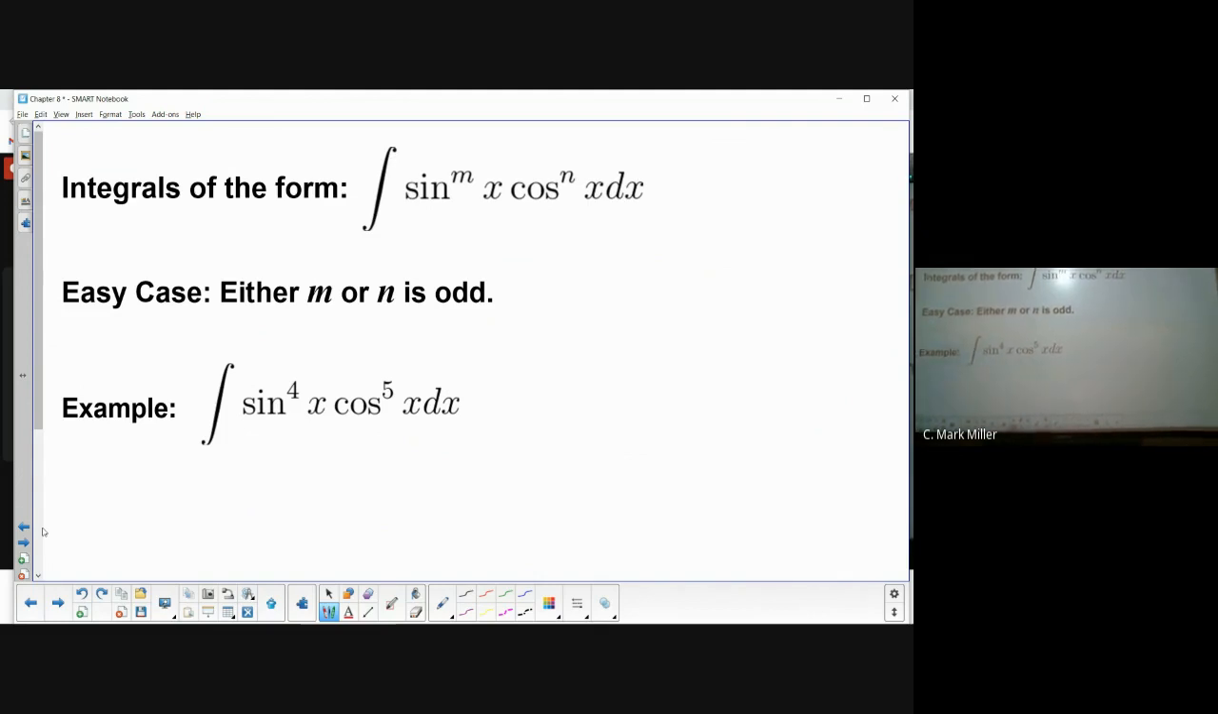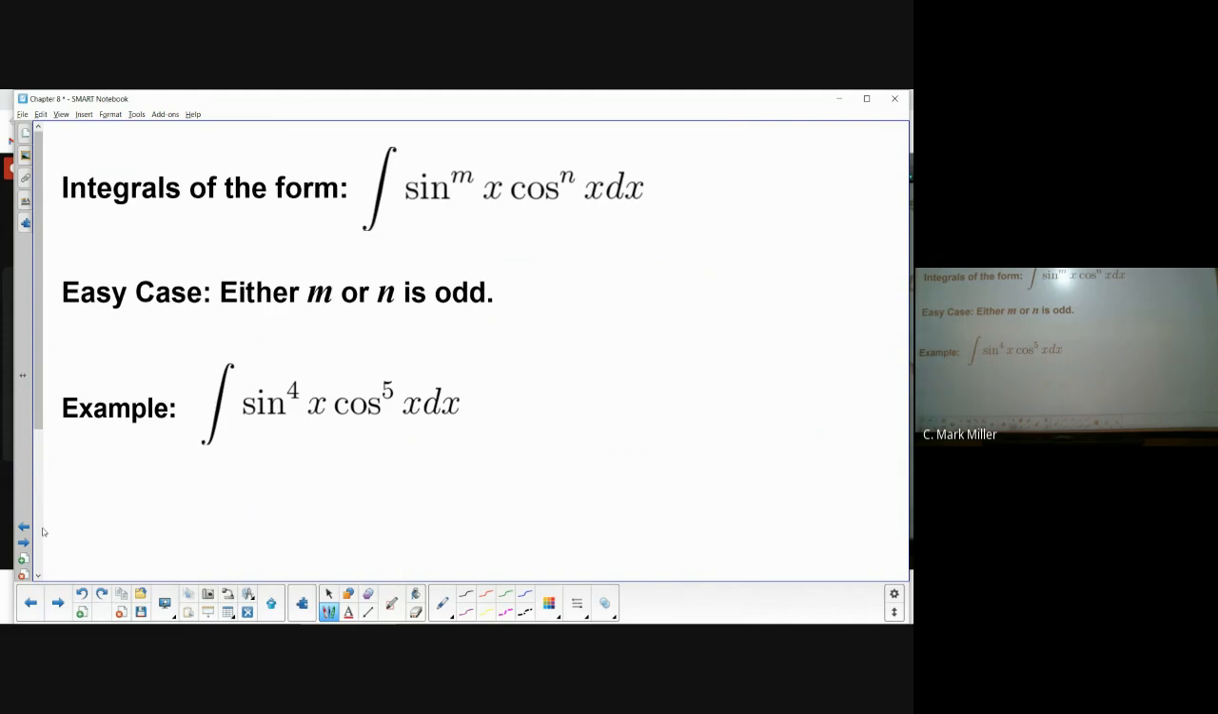Here's the key. You're going to be looking at m and n. So if I want to integrate something that's sine to one power, cosine to another power, I'm going to be looking at m and n. If either one of them is odd, that's the easiest case imaginable.